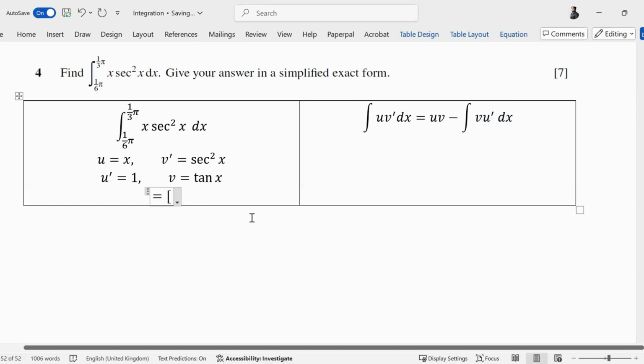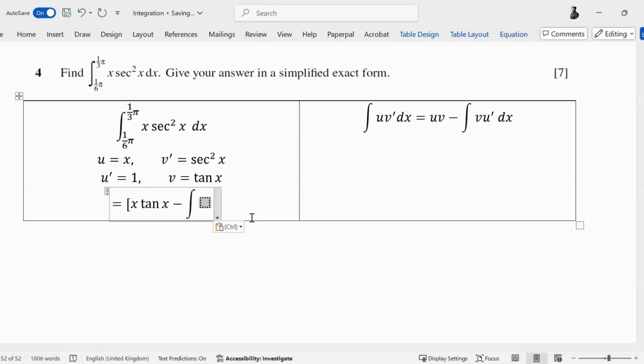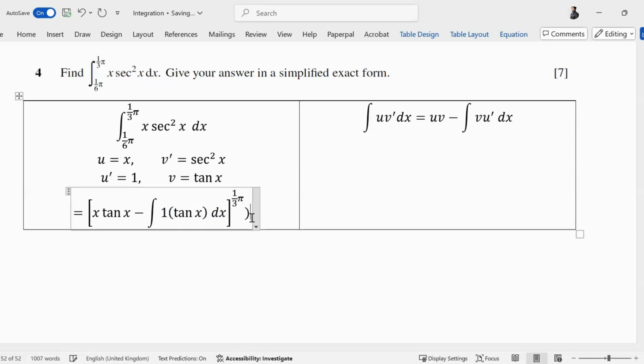Keeping this in mind, what is our u? What is our u? What is our v? Minus integral of u dash. What is v? Remember, the upper limit is 1 by 3 pi. The lower limit is 1 by 6 pi.